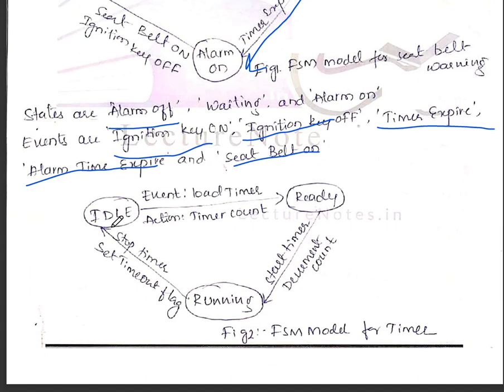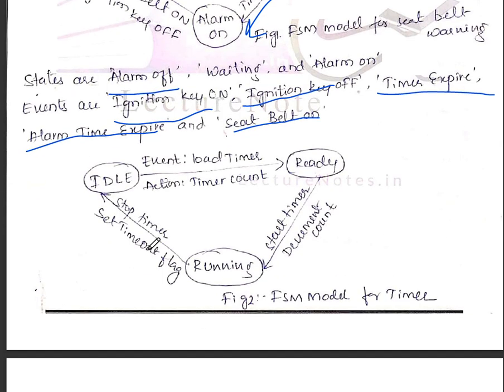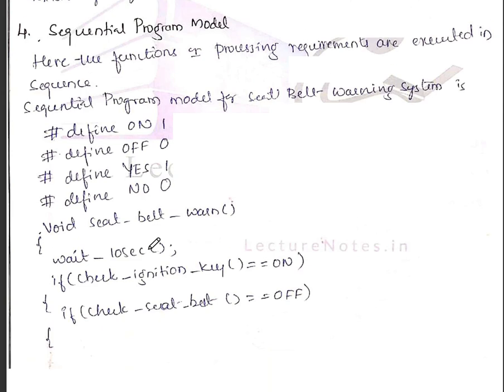The general FSM for a timer model would be ready state, running state, and idle state. It will move from ready state to running state on the start of the timer and also decrement the count value. And it will move from running state to idle state when the timer is stopped and sets the timeout flag. So here the event would be load the timer and action would be count the timer.